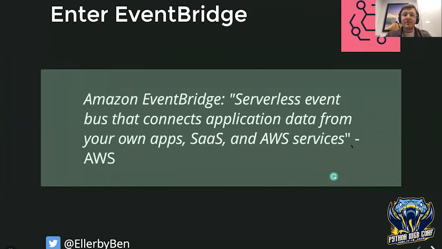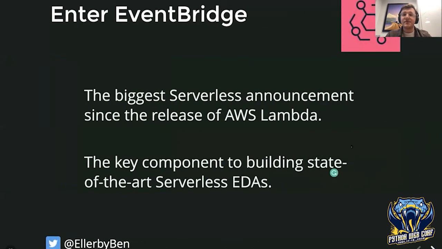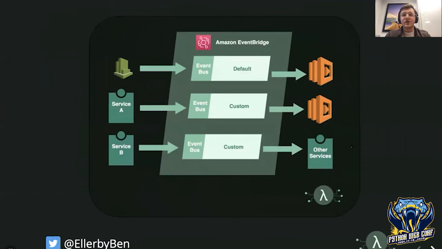And this is where Amazon EventBridge comes in. Amazon EventBridge is a serverless event bus that connects application data from your own applications, SaaS, and other AWS services. It's been viewed by the serverless community as one of the biggest announcements since Lambda, which was that function as a service compute element, and is a key component for building event-driven serverless architectures. A lot of the event-driven serverless architectures we build at Theodo often make extensive use of Amazon EventBridge to act as that enterprise service bus. So here we have different services putting events into the bus, and then they can trigger other services.